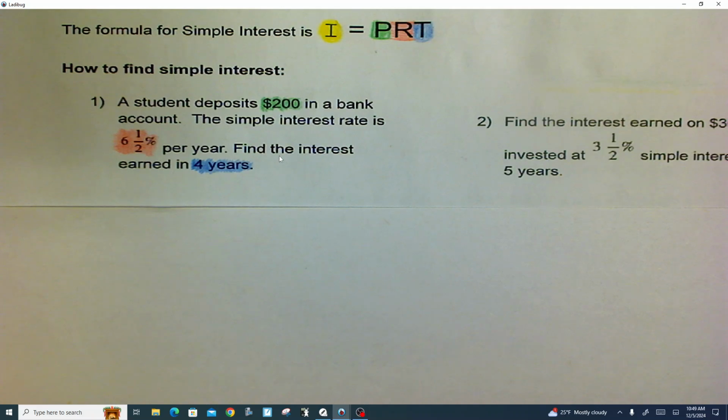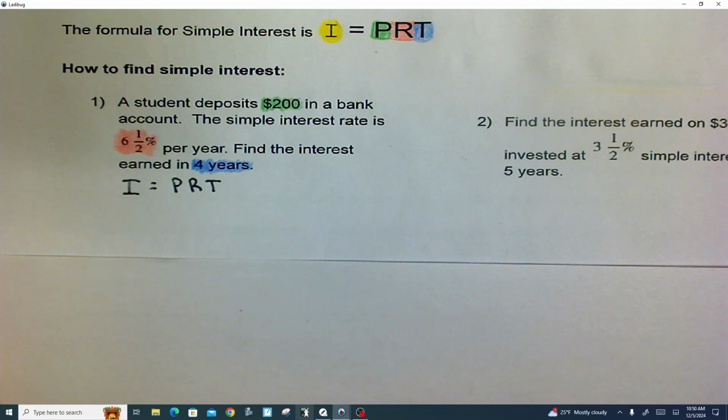So let's take a look at it. This student is just letting his money sit in the bank. He's got $200. He puts it in there. The bank says, we will give you 6.5% per year to let it just sit there. Find that interest. How much interest would you earn in 4 years? So the student is not borrowing. He's investing it. And it's just sitting there. And if we just multiply these three things together, we'll know exactly how much extra money he's earned. Always write down the formula that you're using. And now let's plug in the information below it.